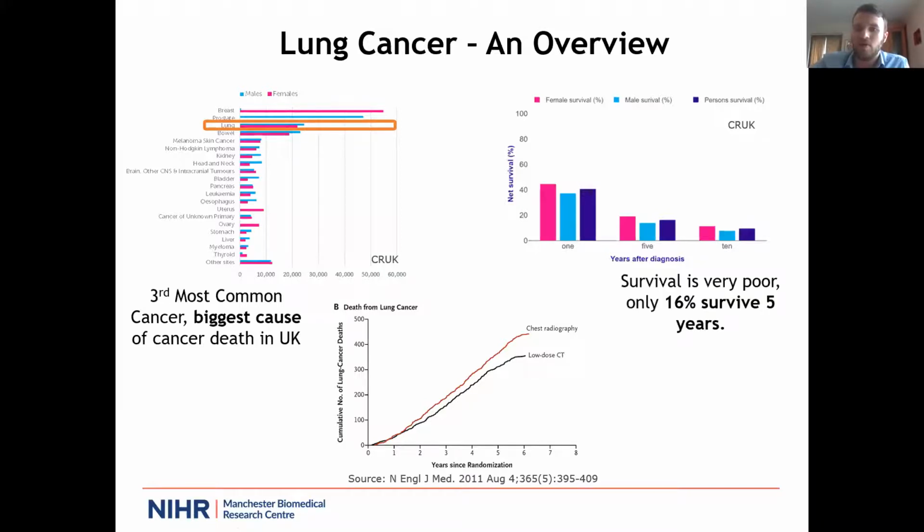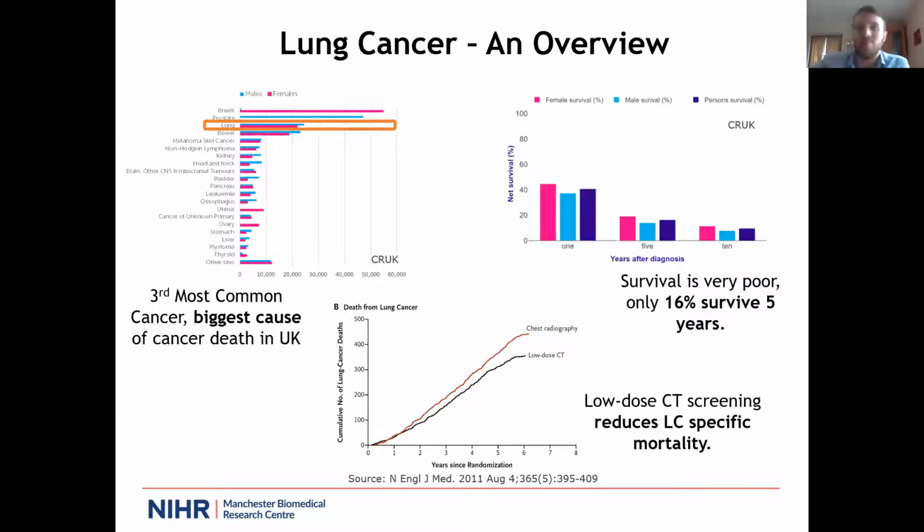And it's also got really, really poor survival statistics. So someone who's diagnosed with lung cancer can expect a 40% chance of survival at 1 year, and that drops significantly down to 16% over 5 years and 10% over 10 years.